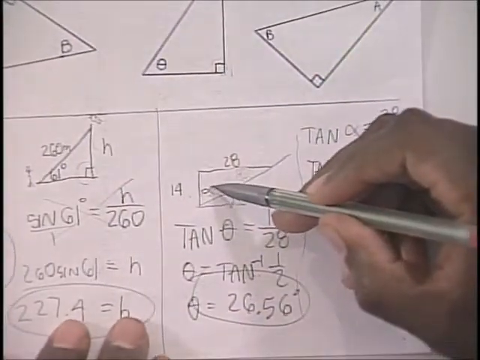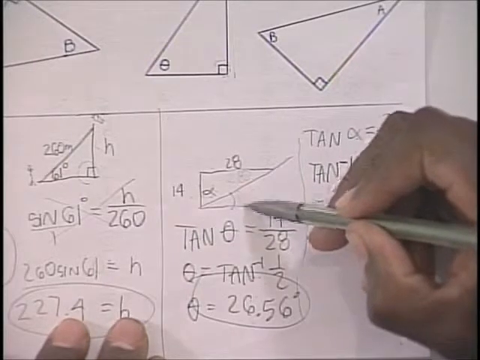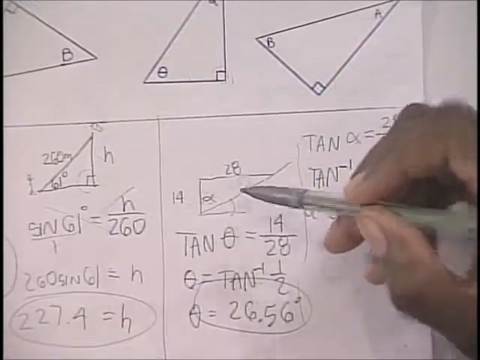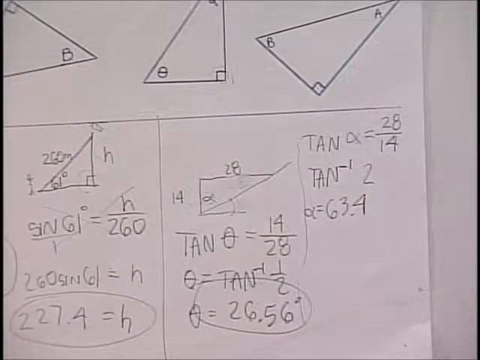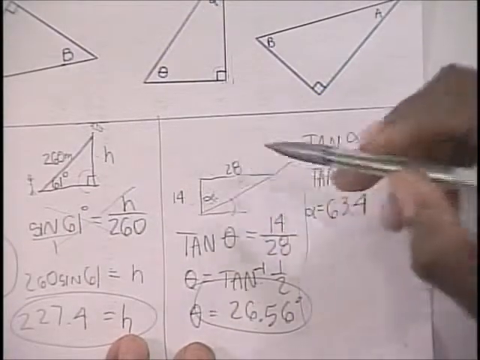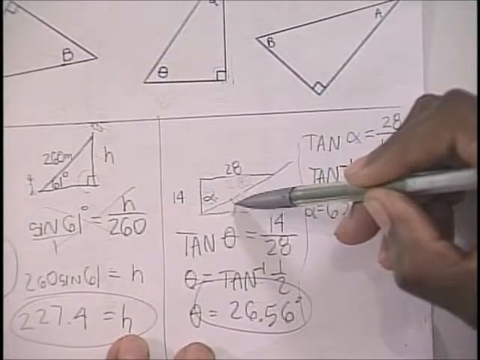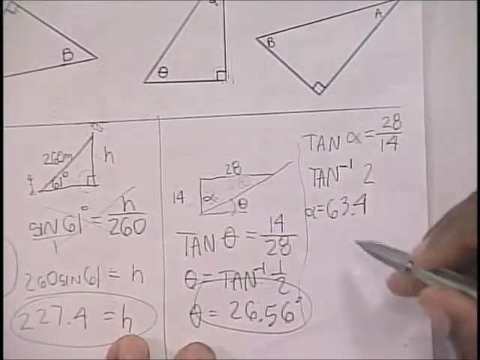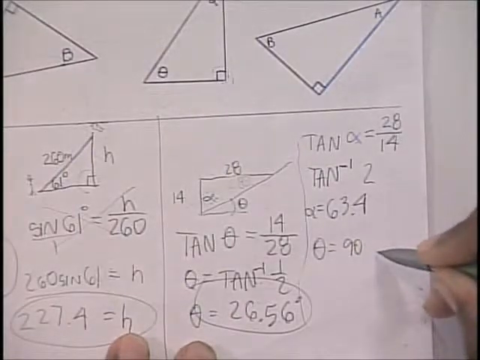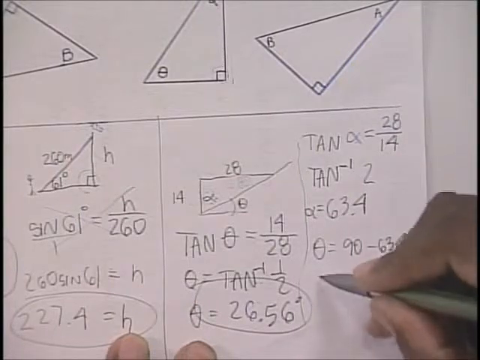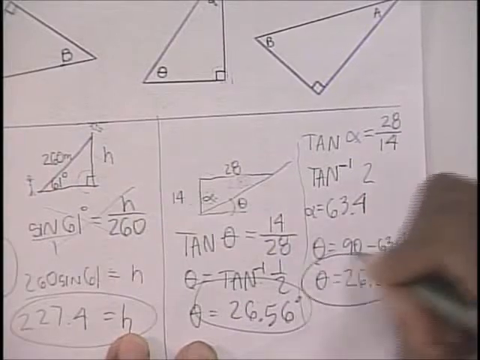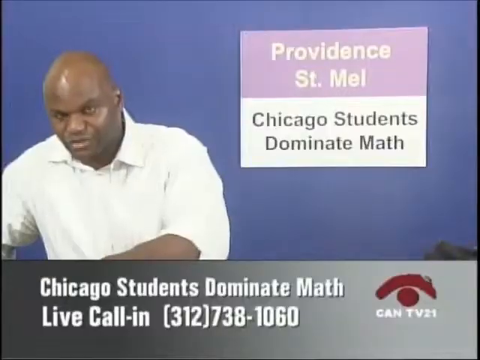Well, if this is 63.4 and you want this angle here, and both these angles add up to 90, you'd have to make that assumption. You take 90 minus the 63.4. To get this theta here, you take 90 minus 63.4, and then you get theta is equal to the same 26.56 that we got before. All right, mastery level understanding.